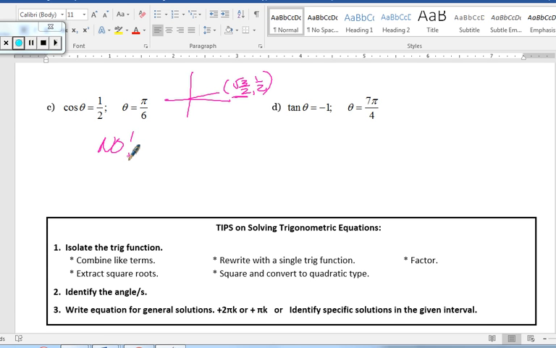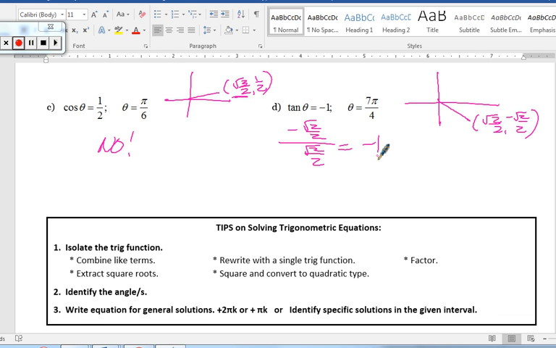Lastly, 7 pi over 4 would put us over here. These are our coordinates. Tangent would be y over x, which would get us negative 1. So our answer here would be yes.